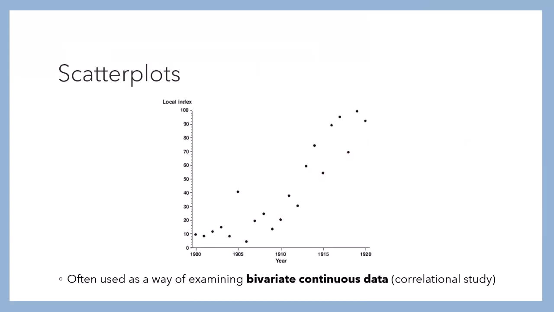Scatter plots are another choice of figure and are often used as a way of representing the bivariate continuous data you obtain in a correlational study, which I know many of you are doing. So consider creating a scatter plot if you have an ordinal, interval, or ratio dependent variable and a correlational design. A nominal variable wouldn't quite make sense here.